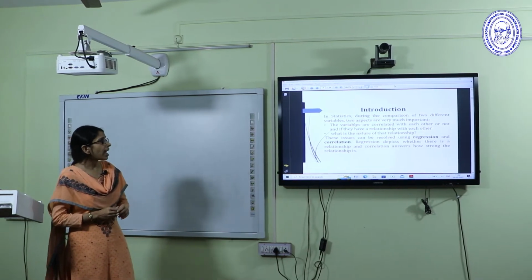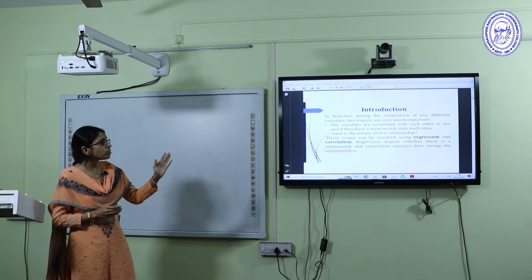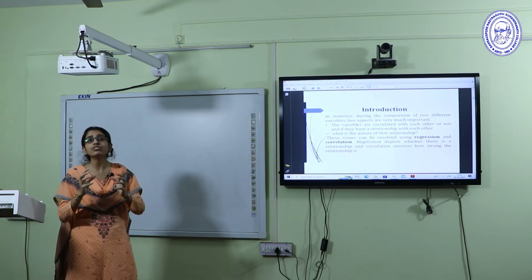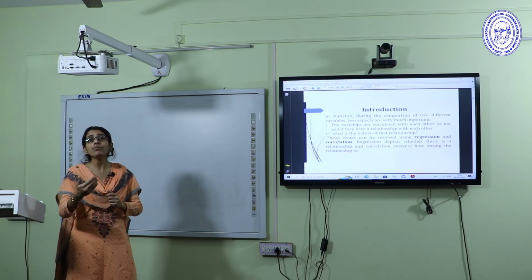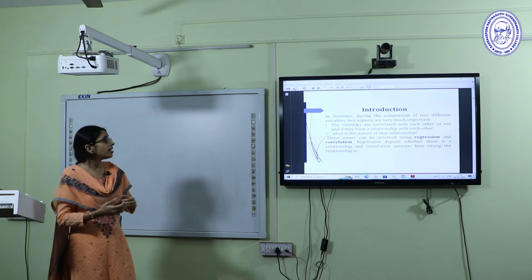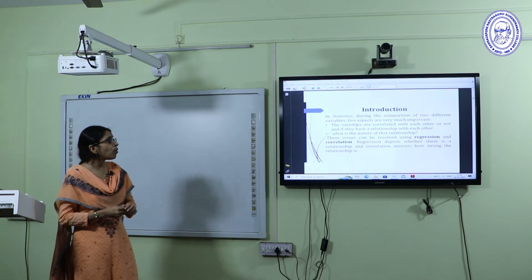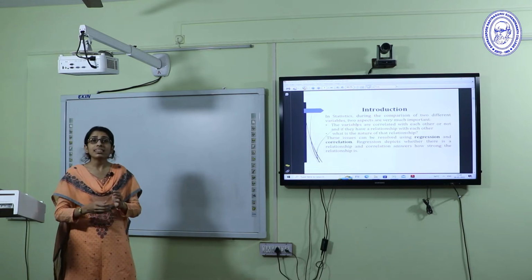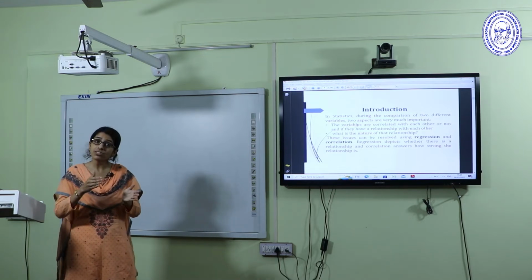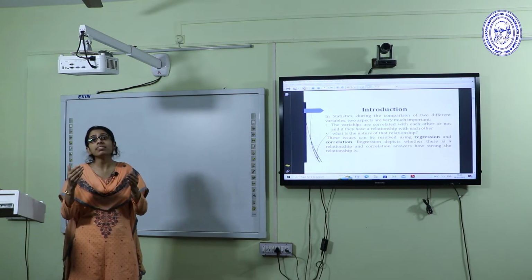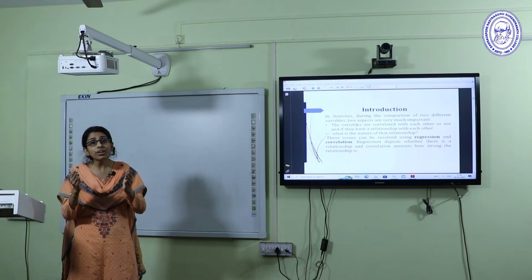In correlation analysis, the process of correlation answers how strong the relationship is or how weak the relationship is. Whereas the problem of regression analysis depicts whether there is a relationship or not. If it exists, then what is the mathematical or algebraic form of that relationship?